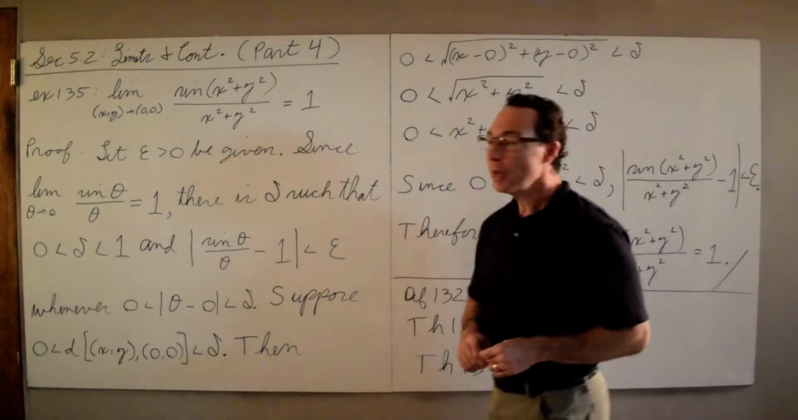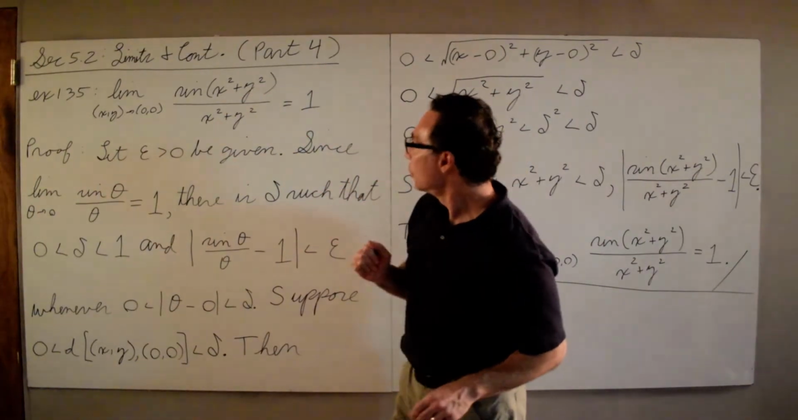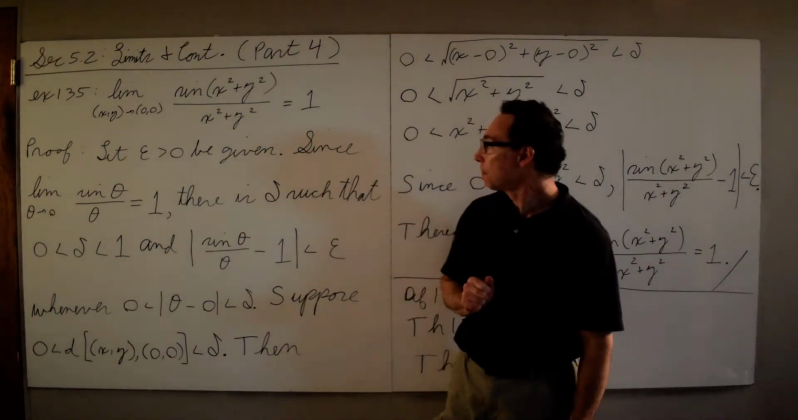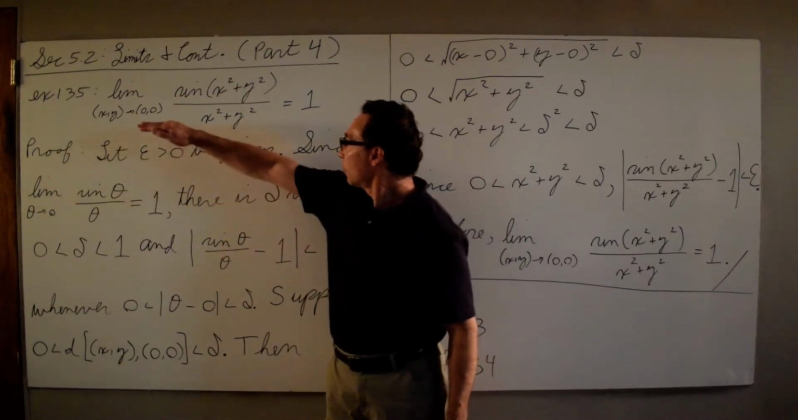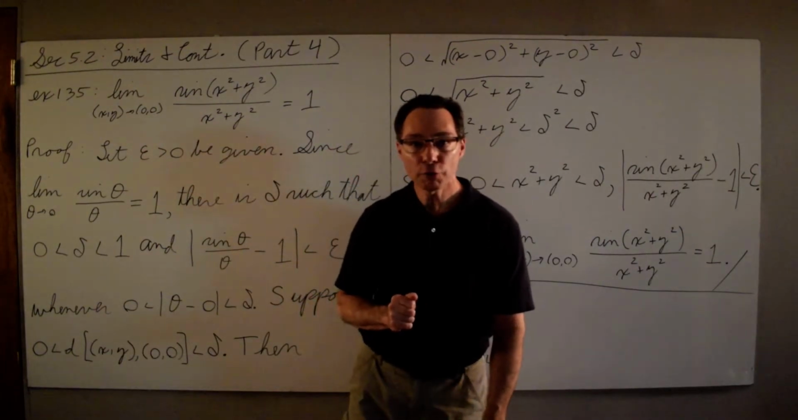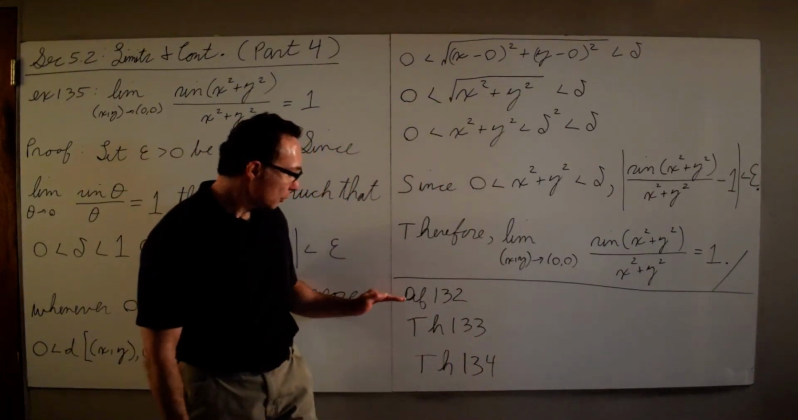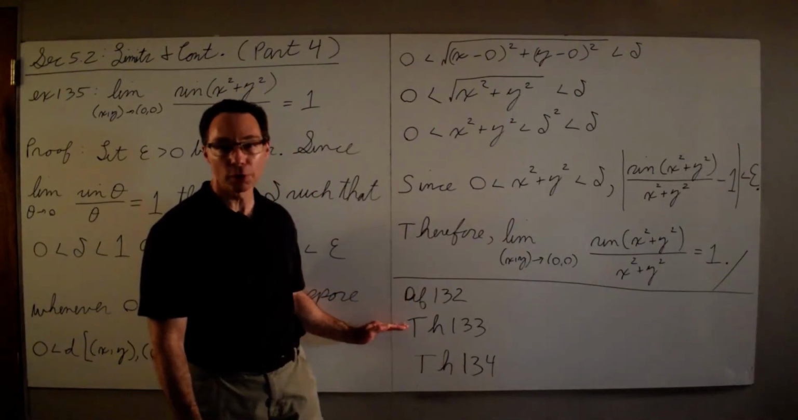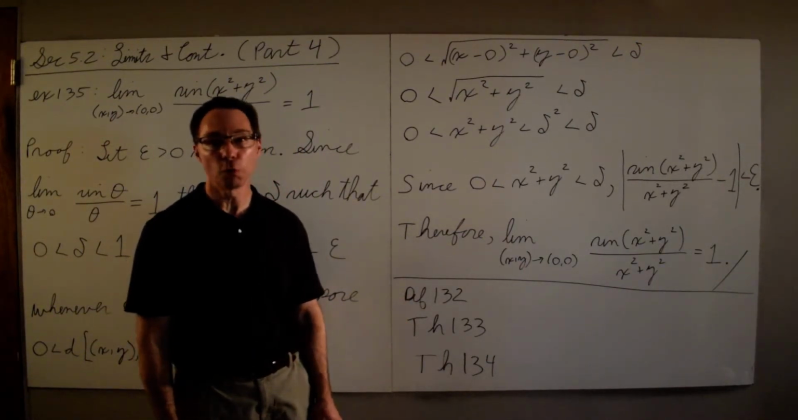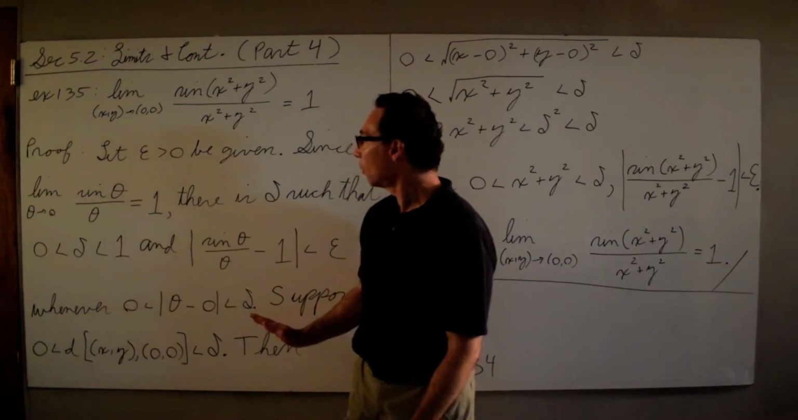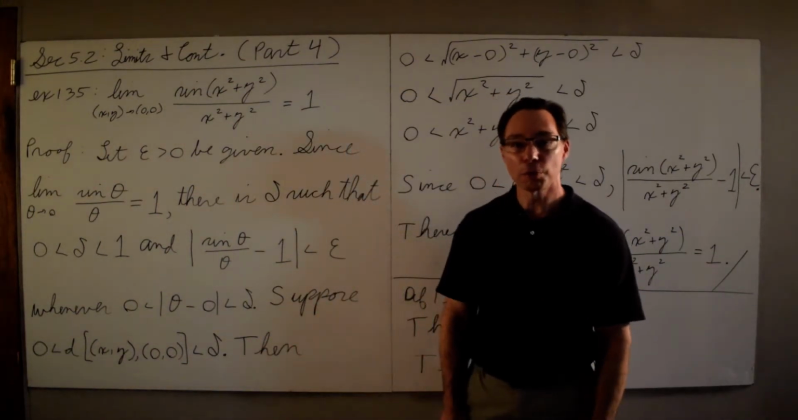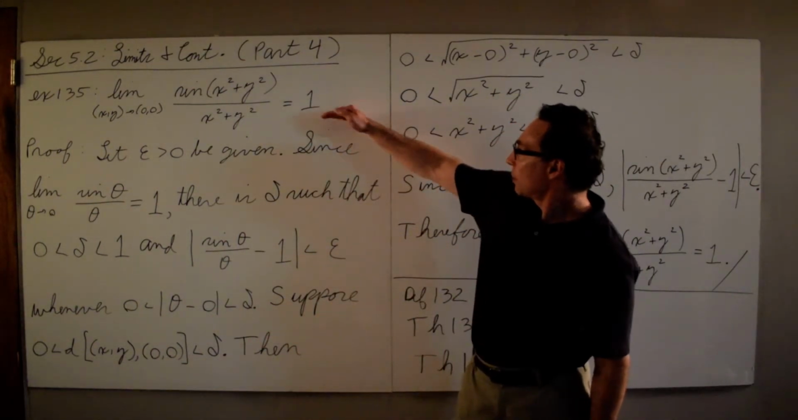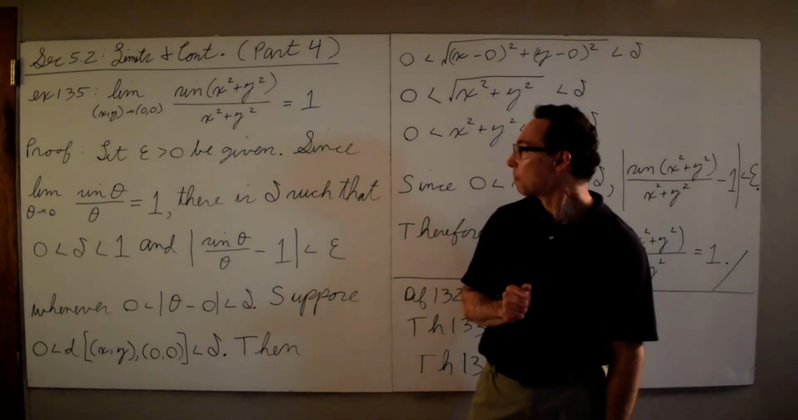This is the fourth video on section 5.2, limits and continuity. And so we're going to look at example 135 before we look at definition 132, theorem 133, and theorem 134. This one goes along a little bit with the previous videos. So let's do example 135 first.